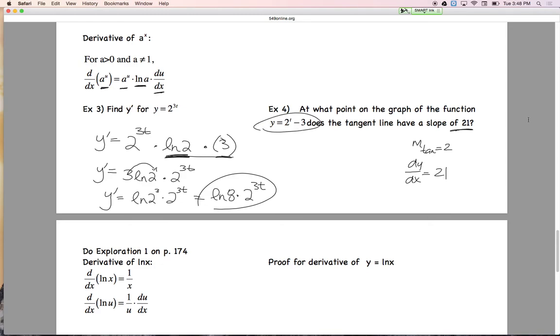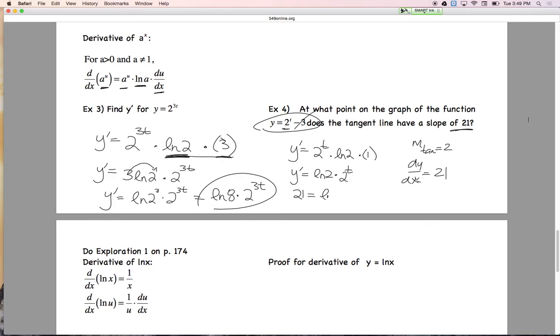So y prime would then be the derivative of 2 to the t, which is just 2 to the t times natural log of 2 times 1. And then the derivative of a constant is just 0. So my derivative cleans up a little bit. It'd just be natural log of 2 times 2 to the t. Times 2 to the t power, not 2t. 2 to the t power. That's a dx over here. Now I want to figure out when this equals 21, so I just set the derivative equal to 21.